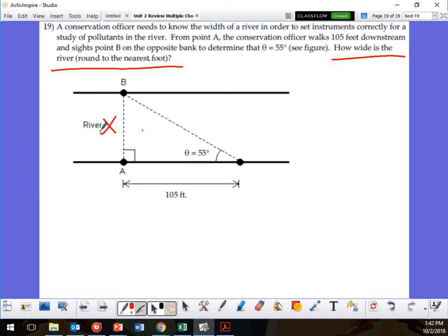Okay, so now, what is my reference angle here? That one, 55. 55 is my reference angle. So from here, this side is the opposite, this side down here is the adjacent, and that one over here is the hypotenuse.